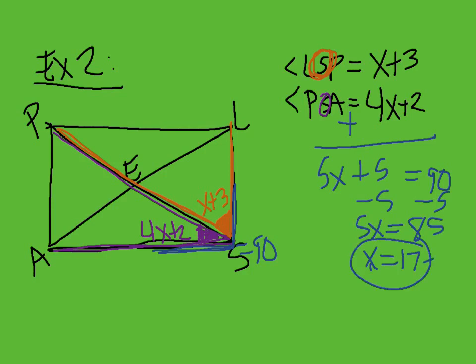You can double check your work. Sometimes they ask you. You can plug it back in. If you plug this in, 17 plus 3 gives you 20. 17 times 4 is 68, plus 2 gives you 70. So that is a complementary angle because 20 plus 70 is 90.